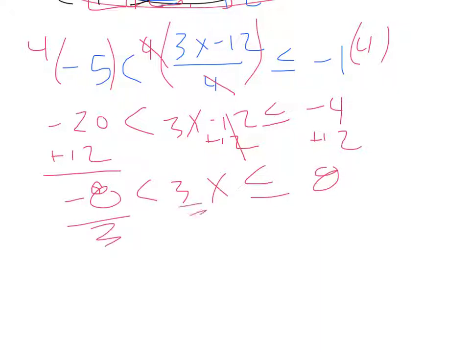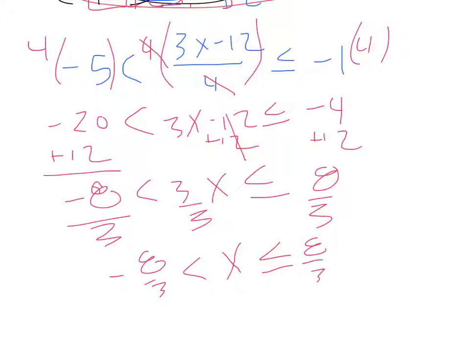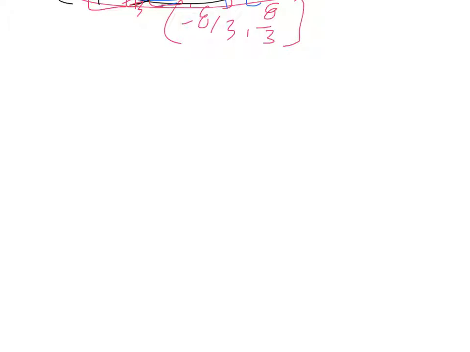Then divide everything by 3, and we get negative 8 thirds is less than x, which is less than or equal to 8 thirds. So we could write this as that, or we could use the interval notation to solve that. Either one is totally fine. Parenthesis negative 8 thirds, 8 thirds square bracket, because we want to include that one. So that's that. And then we'll just wrap up these compound inequalities, and then we'll move to OR, I guess, in the next video.